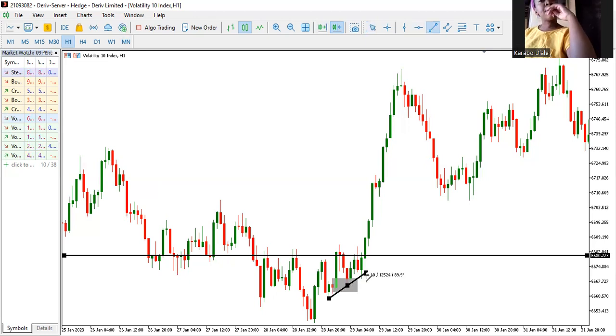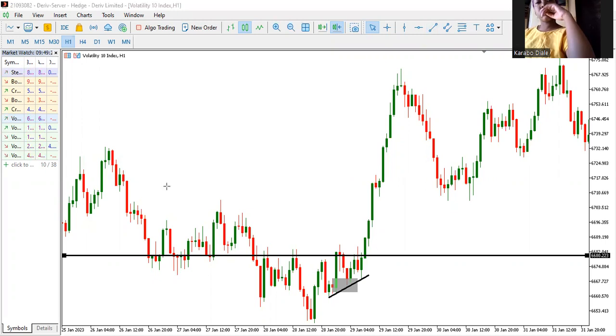There are other patterns, drop base drop and rally base rally. They call them descending triangles. I'm not sure if you were saying they are like this one. Let me show you how to identify them.